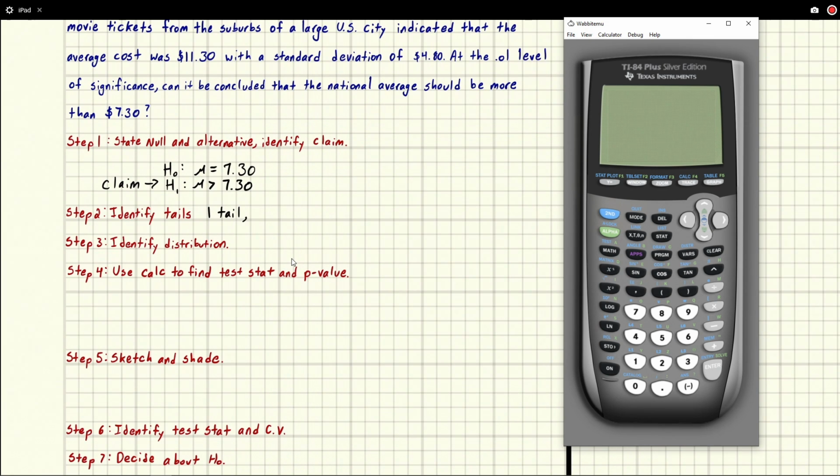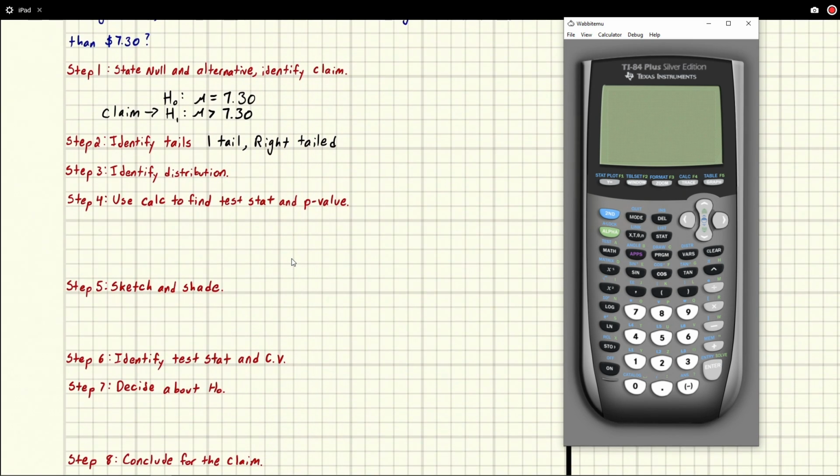And we can tell that since it's greater than, we're going to be going to the right. It is a right-tailed one-tail test, because we want to go bigger. We want to go to this side, and that's in the direction of the right side. So that is what we would say there.